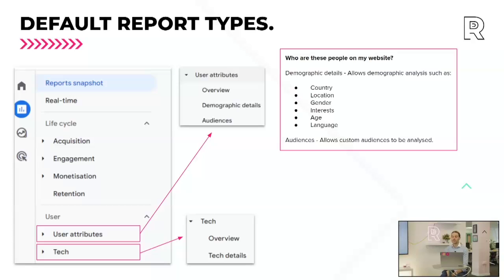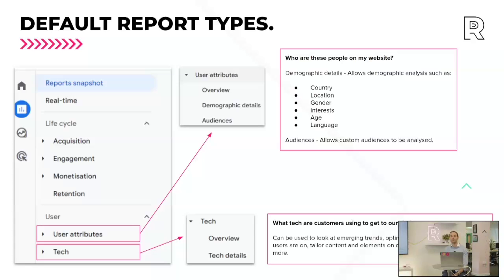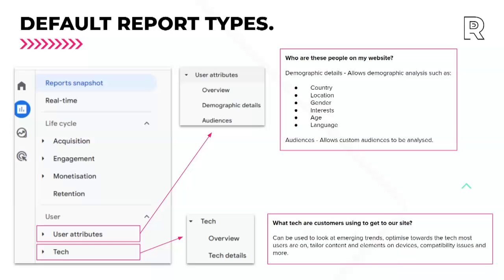And then tech. So this is very much focused on what tech people are using to get to the site. So that's very interesting, particularly if you've got a website and a mobile app. What's the split?